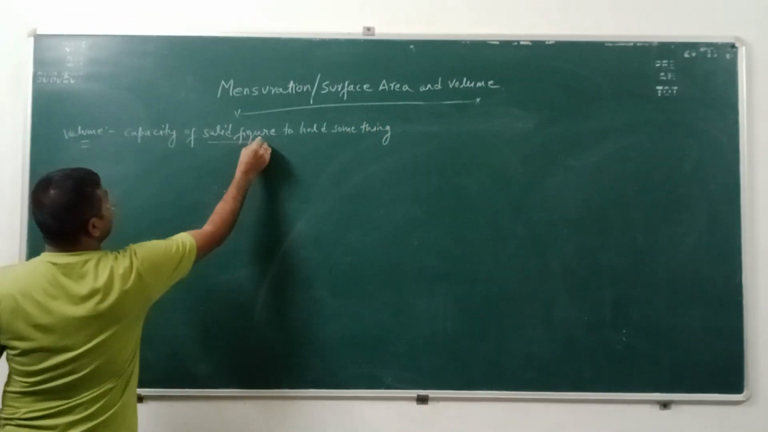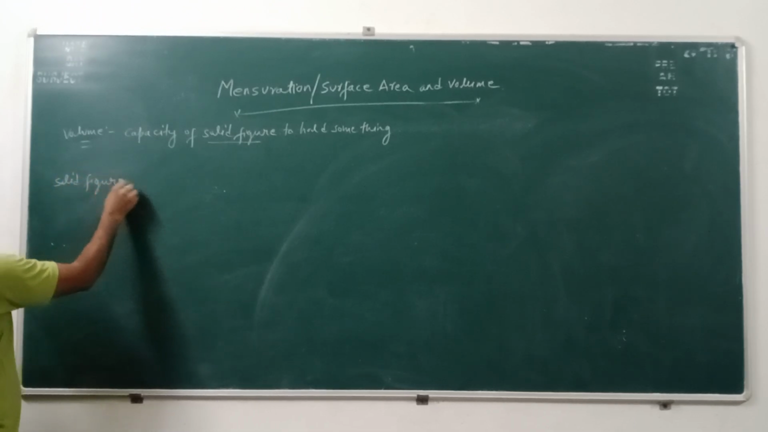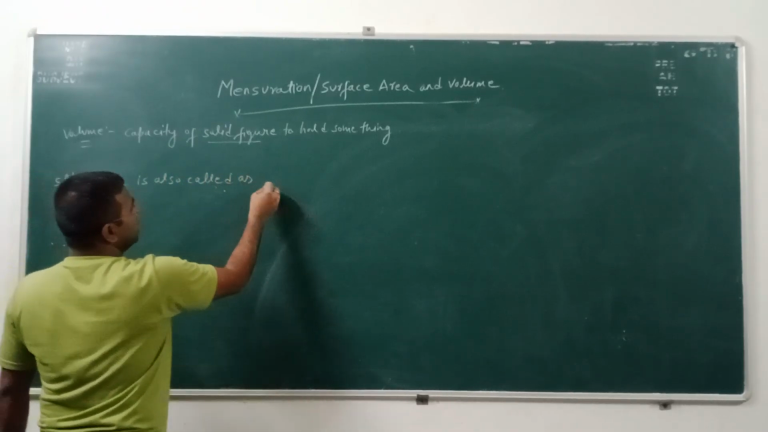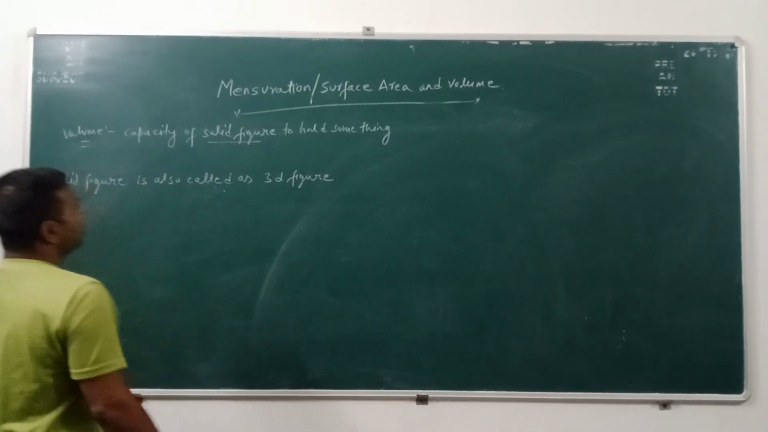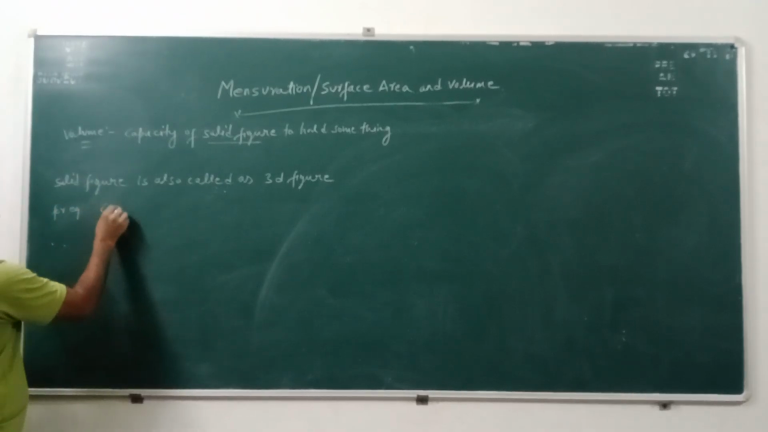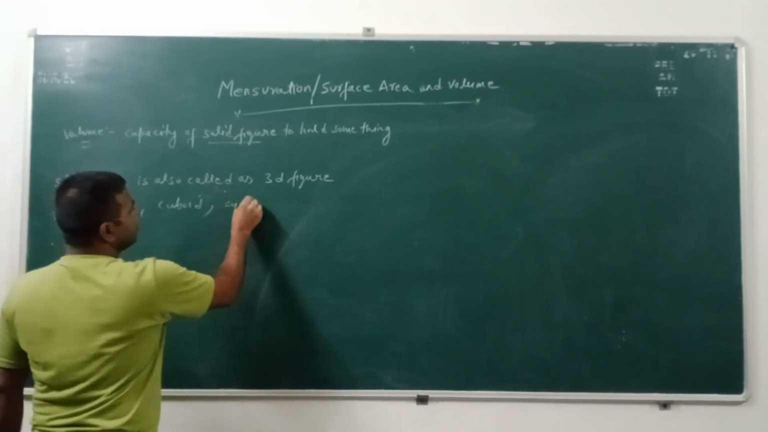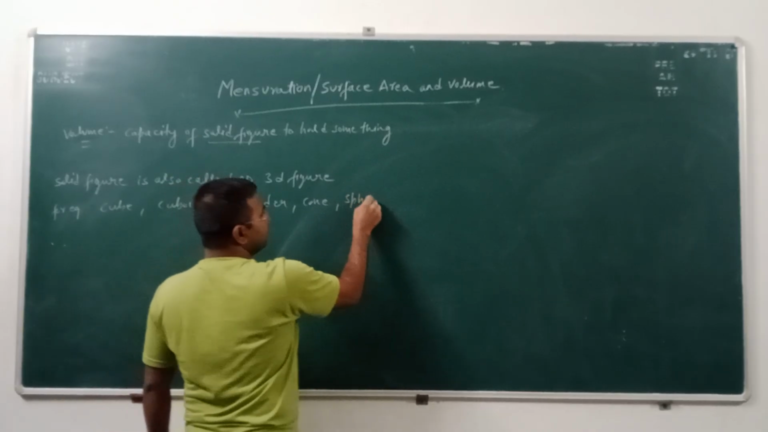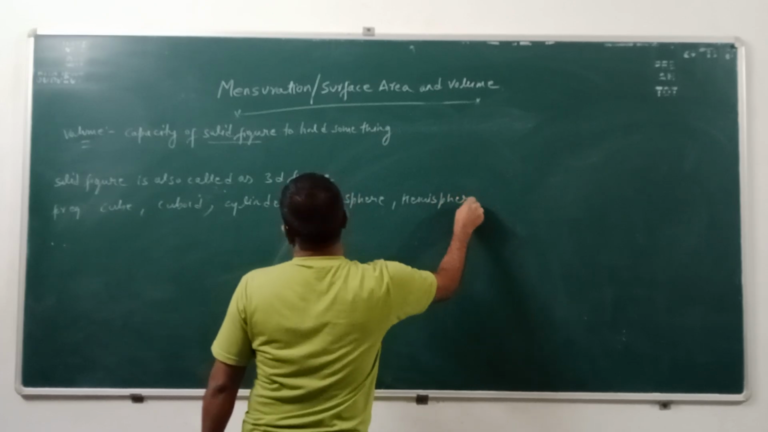Now here we have to learn what is a solid figure. A solid figure is also called a 3D figure. For example, cube, cuboid, cylinder, cone, sphere, hemisphere.